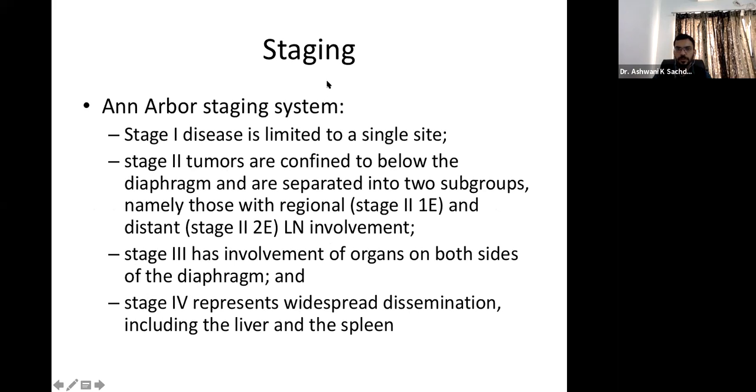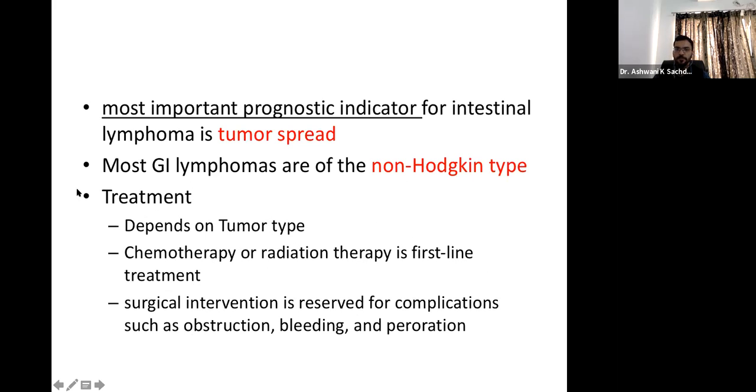Staging used for lymphoma is similar to other lymphomas. Ann Arbor staging: Stage 1 is limited to a single site. Stage 2 is confined to below the diaphragm, with 1E being the regional lymph node and 2E the distant lymph nodes. Stage 3 has involvement of organs on both sides of the diaphragm, and stage 4 is widespread dissemination including liver and spleen. The most important prognostic factor in lymphoma is tumor spread.